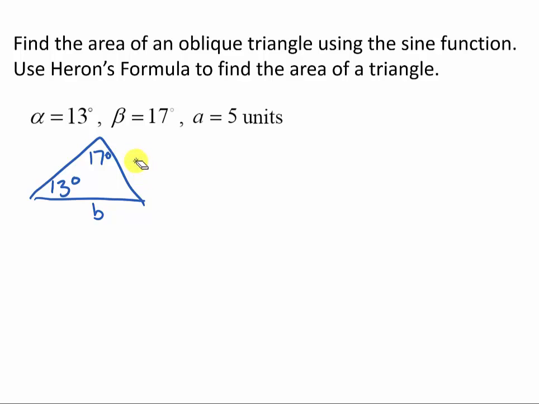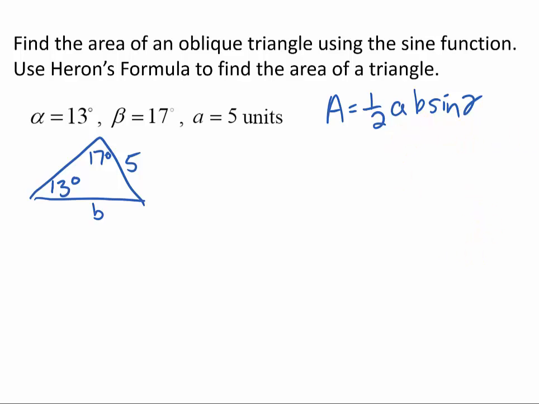Now, if we want to use the formula that we came up with, and you could also draw and come up with that if you forget it, basically it says that it's 1/2, and we're going to multiply by one of the sides, and then B sine of the angle that's between those two sides. And it can be any two sides and the angle between.